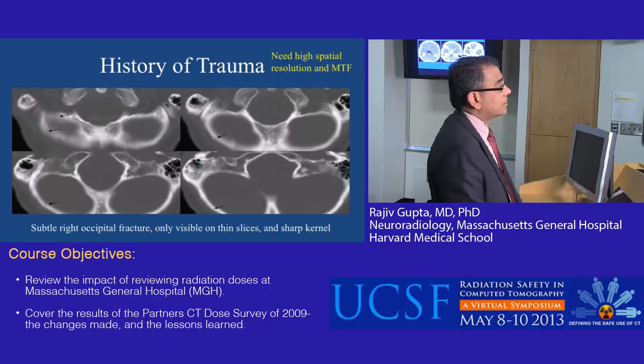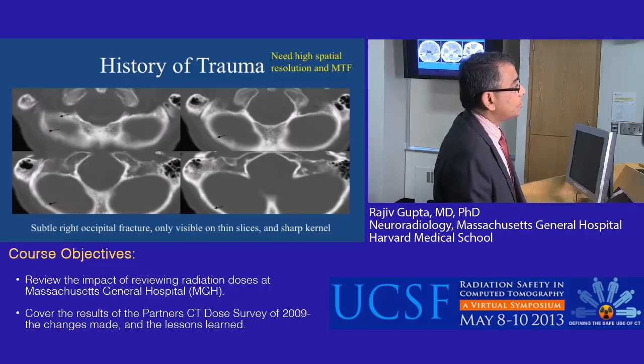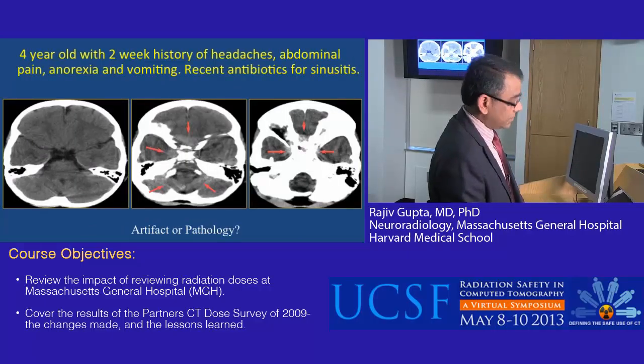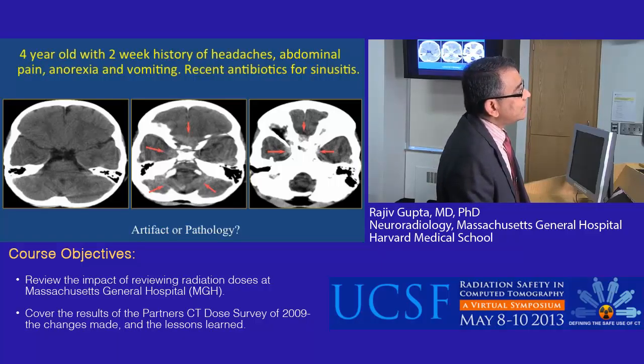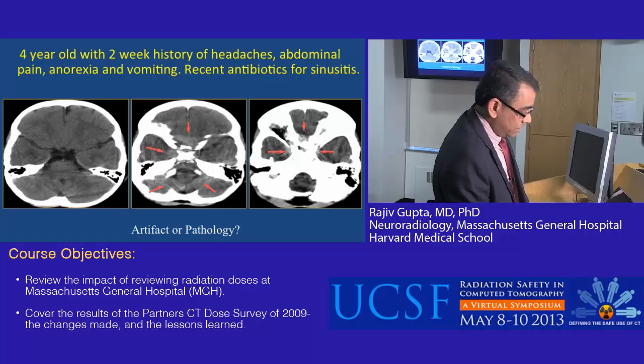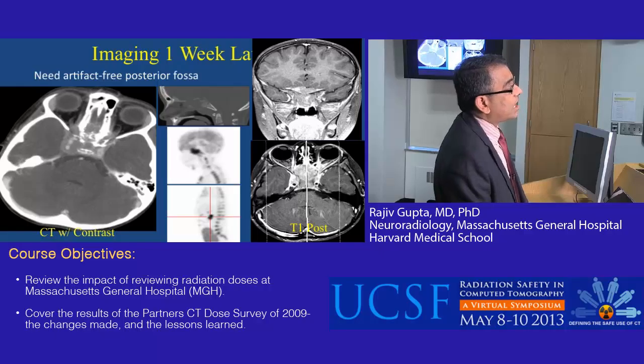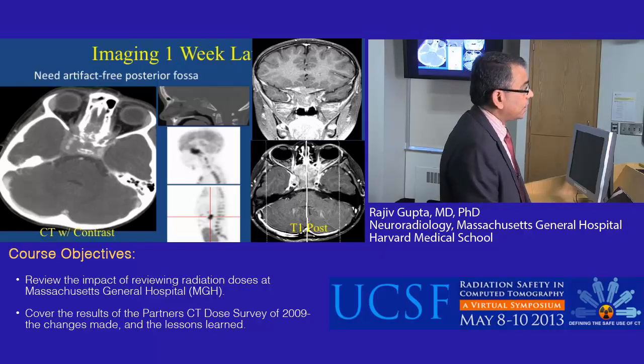Here's another case of a 4-year-old with a history of headaches, abdominal pain, anorexia, and vomiting. What you see right off the bat is there are a lot of artifacts in the posterior fossa. And among these artifacts, it's not clear if this hyperdensity that we see is real or artifactual. In fact, it was not noticed in the first scan. However, in subsequent scans, it was found that this patient has a large mass in the clival region.